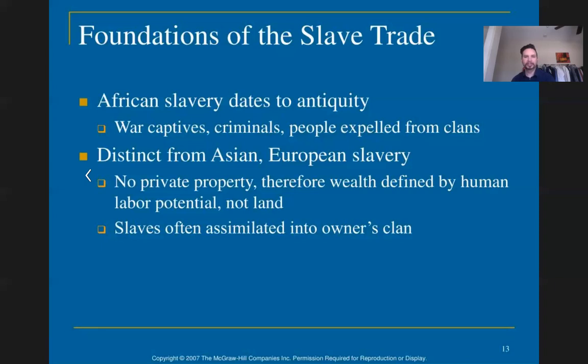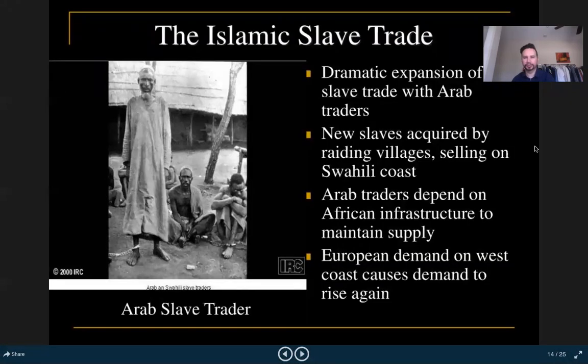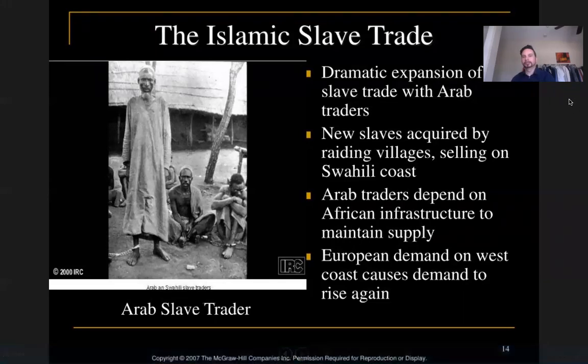So slaves oftentimes were assimilated into an owner's clan in Africa. You kind of became part of their society. That's different from the European way of thinking, where you're a sort of separate element from society. You're just a tool of society, but you don't really belong to white society or European society.